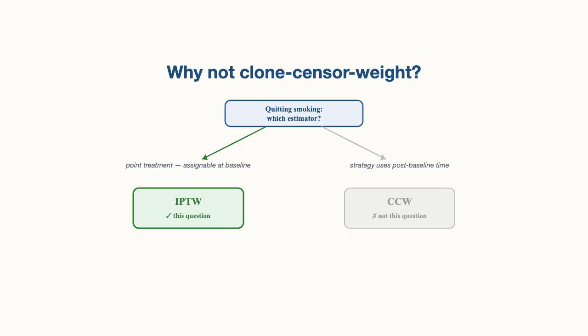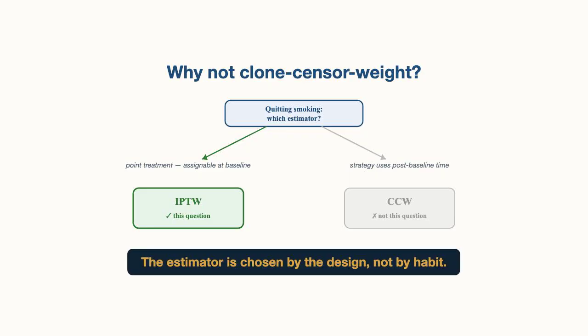You reach for clone-censor-weight only when the strategy references time after baseline: a grace period, a duration, a dynamic rule. The estimator is chosen by the design, not by habit. That sentence is the whole of Module 4.